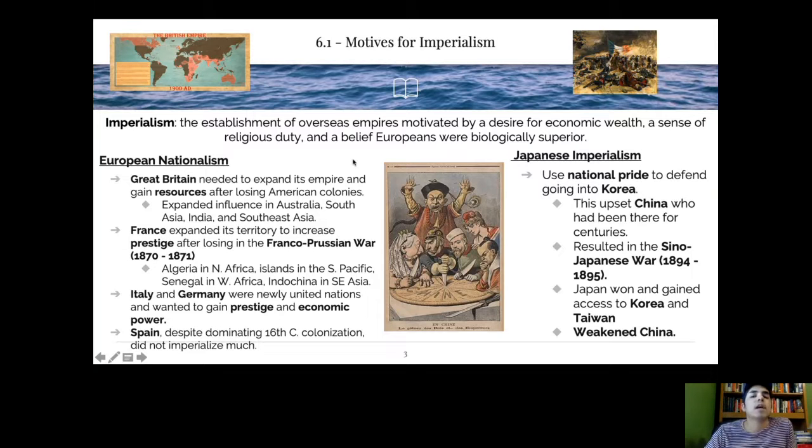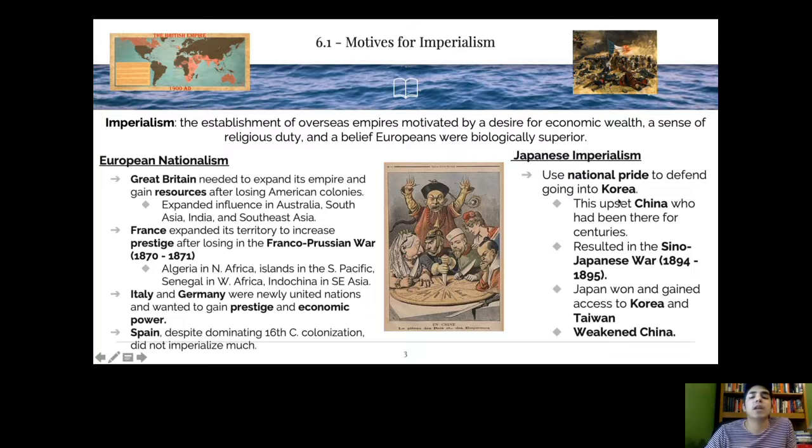So Great Britain expands its influence in this period in Australia, South Asia, India, and Southeast Asia. You can see this British Empire here, because it's in search of resources after losing American colonies. France is in search of prestige. They were greatly embarrassed by the Franco-Prussian War.